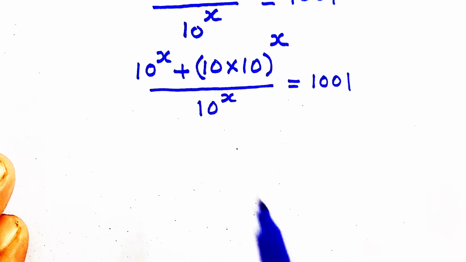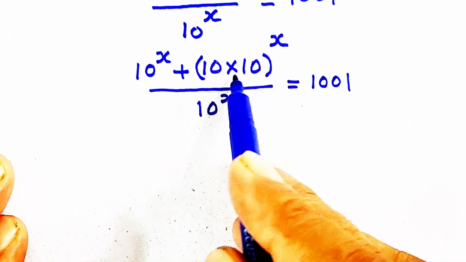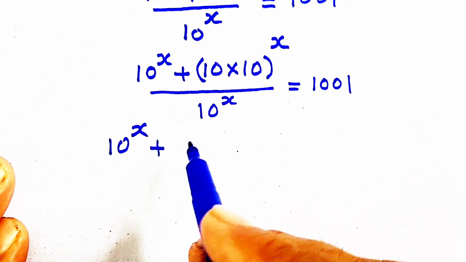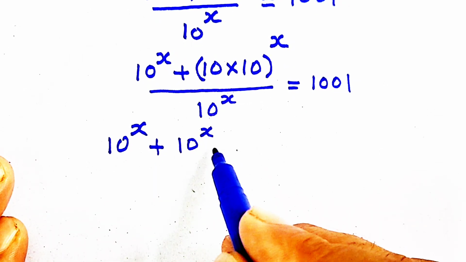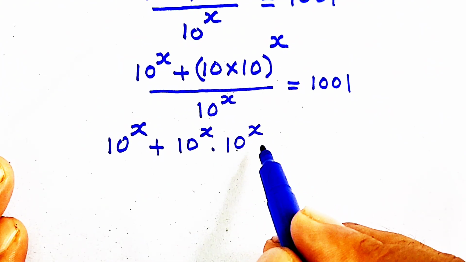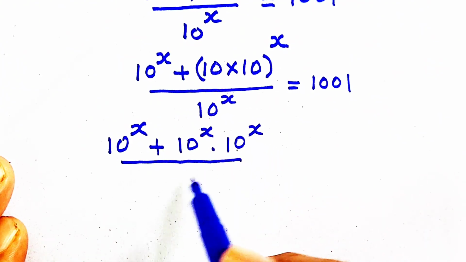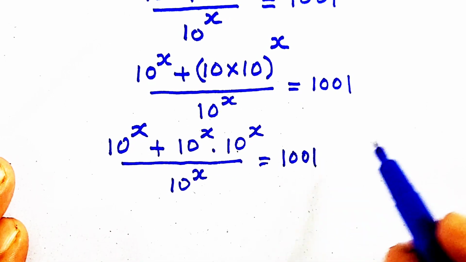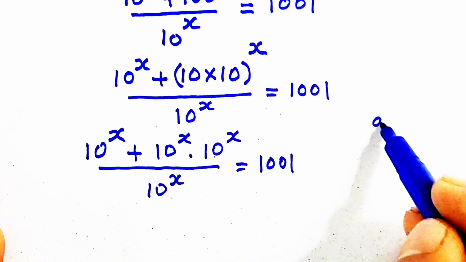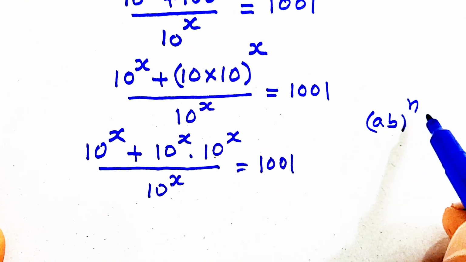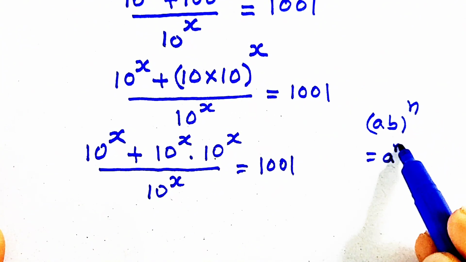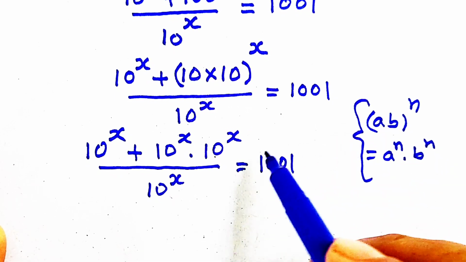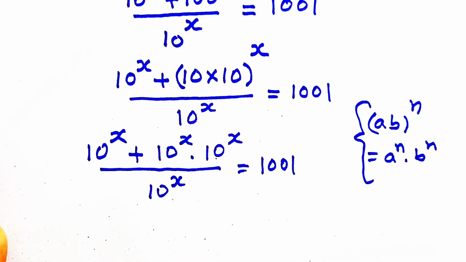Now separate powers of these two numbers. We will get 10^x plus 10^x, 10^x. Note that here we have used the formula if we have (ab)^n equals a^n b^n. So here we have used this formula.